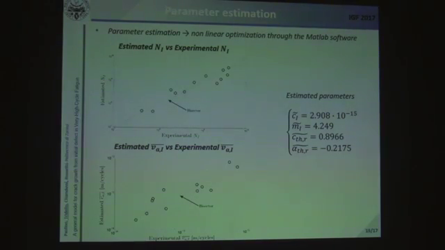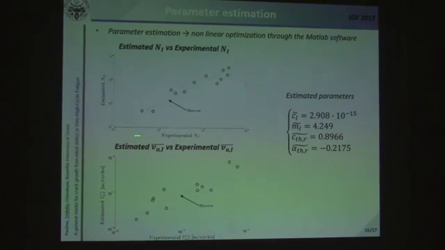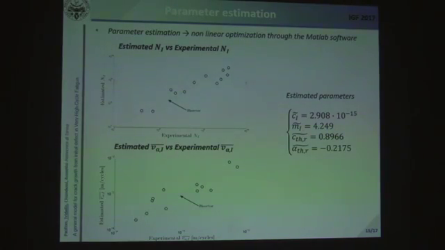Here, finally, we present the parameter estimation. The parameter estimation is obtained through a nonlinear optimization using the MATLAB software. And as can be seen, the estimated values are close to the experimental values, both for the number of cycles and for the average crack growth rate. Indeed, they are close to the bisector. Given these parameters, we can finally estimate the fatigue limit.